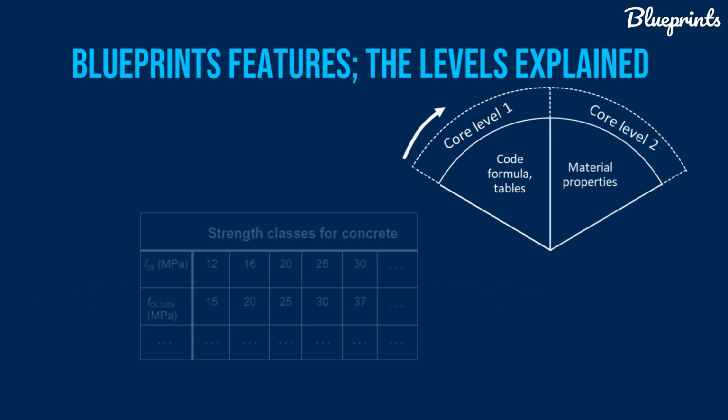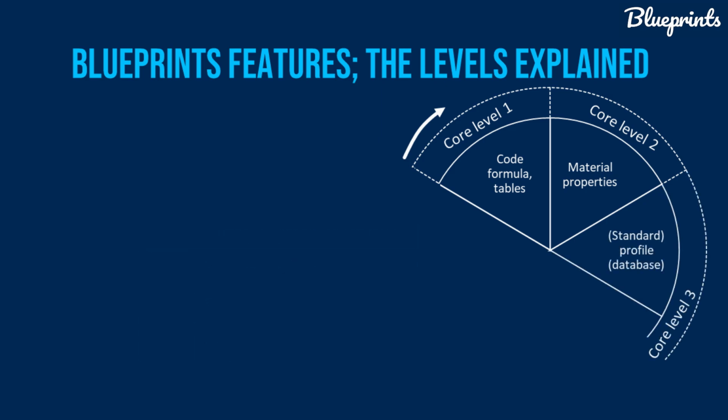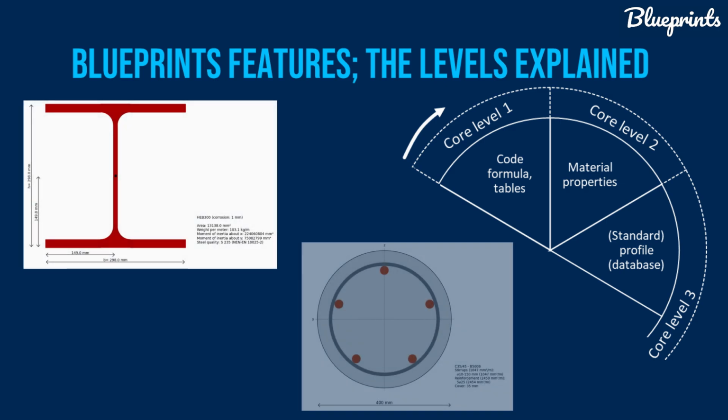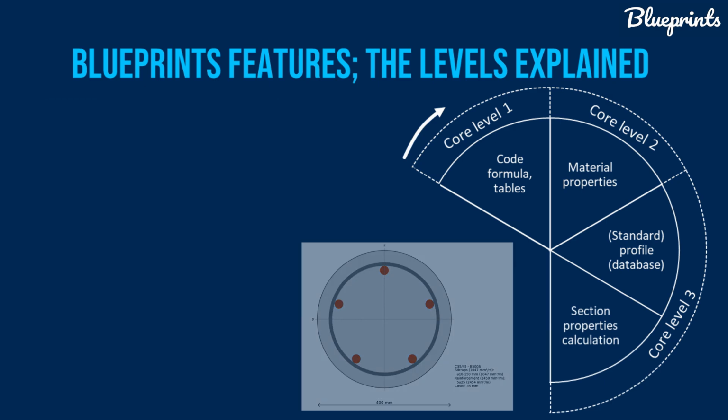Core Level 2 introduces material properties. In Core Level 3, we introduce a standard profile database and an option to build your own custom profile, which is then used to calculate the section properties.